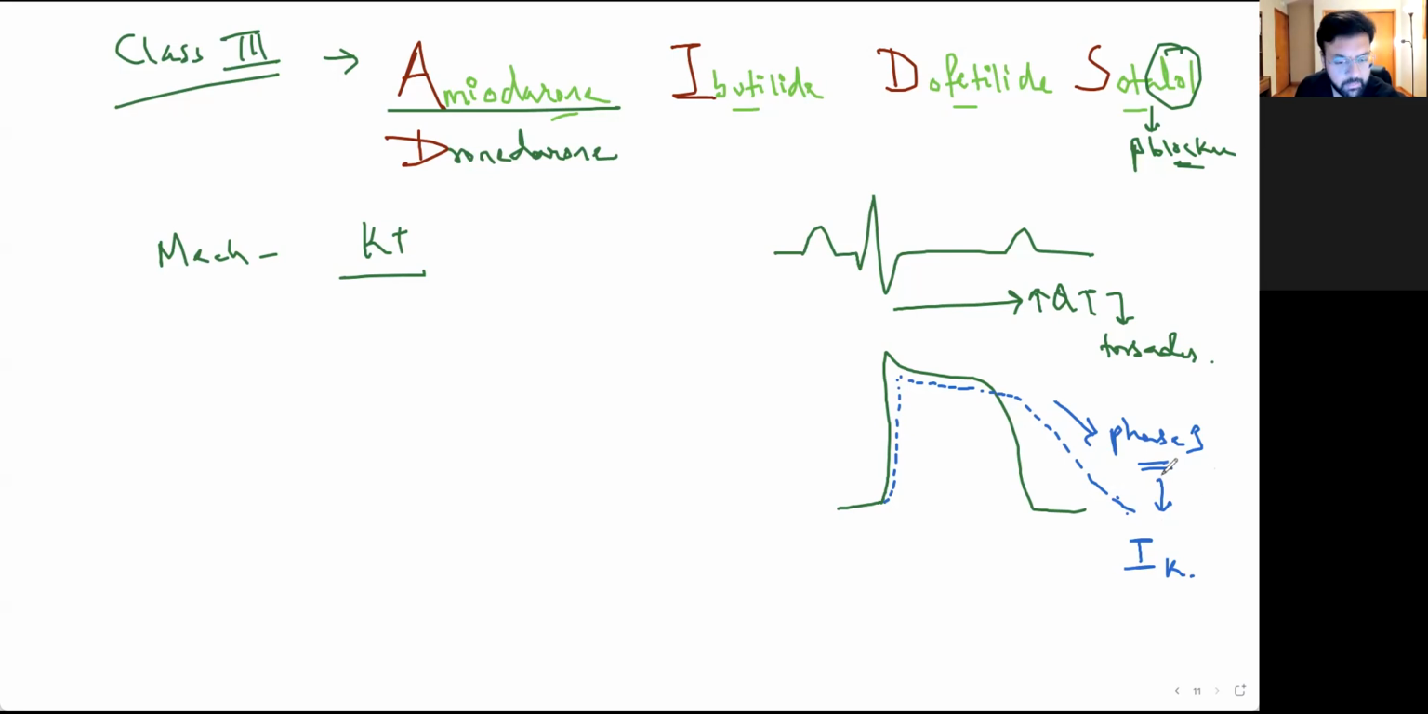Prolonging repolarization will also increase the effective refractory period, and hence it is helpful in arrhythmias. So it increases action potential duration, increases QT, and increases the effective refractory period. So that's the mechanism.